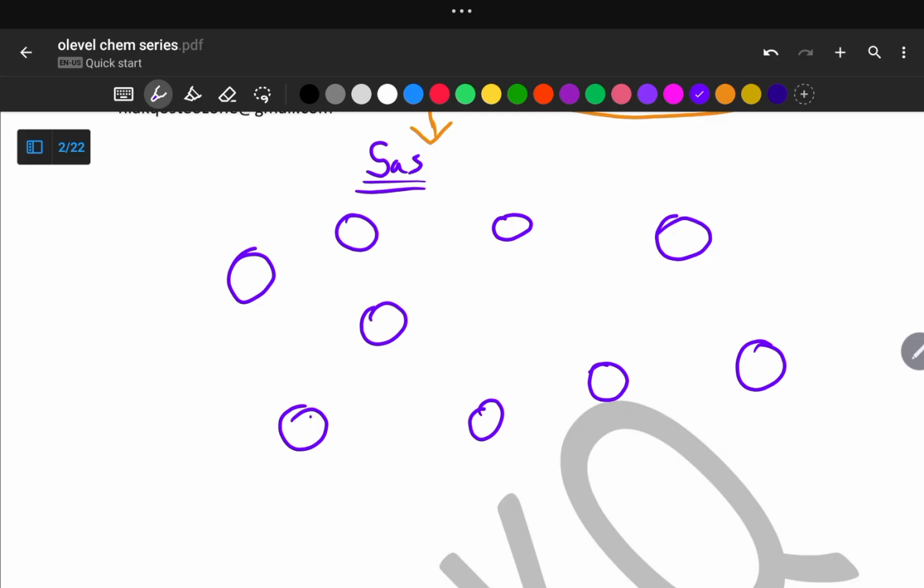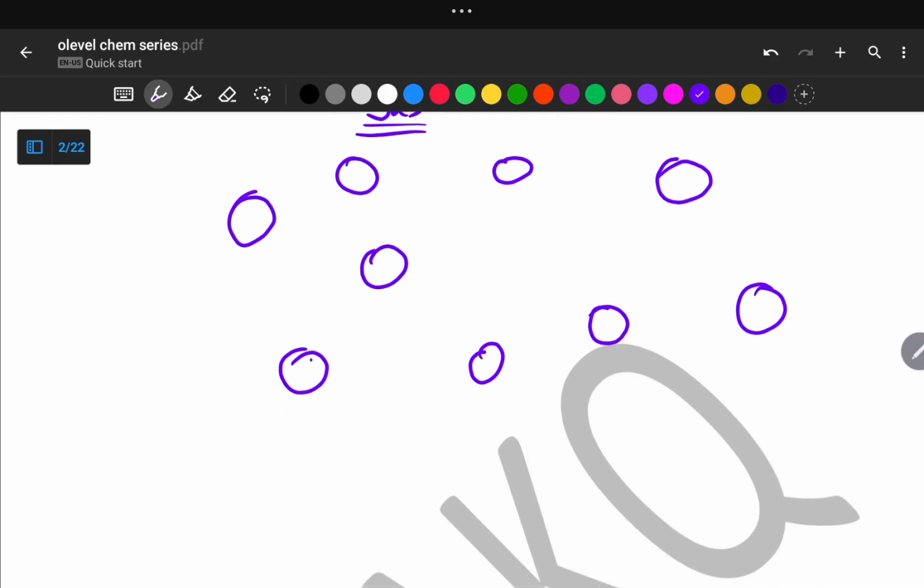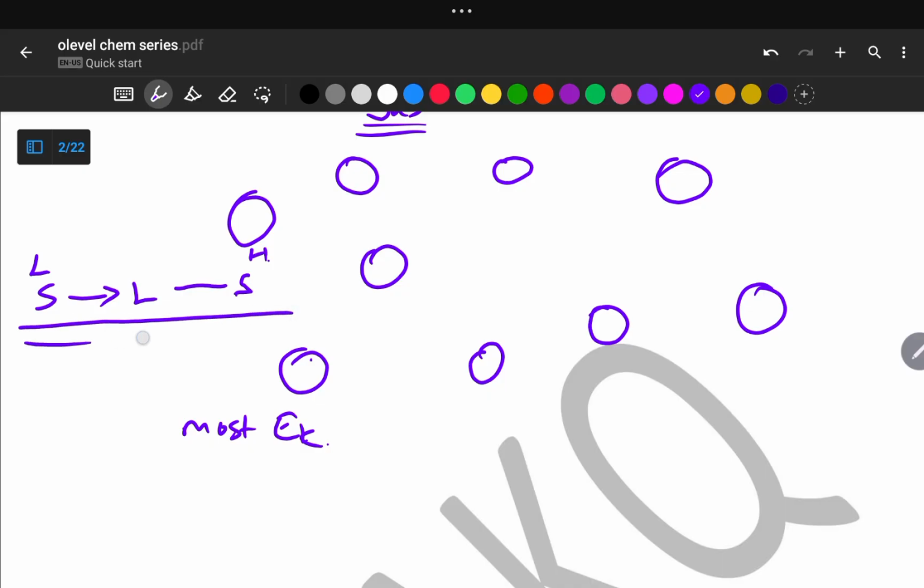So we want to give the properties of the gaseous phase. The particles in the gaseous phase have the most kinetic energy, right? Kinetic energy increases from solids going on to liquids and then finally gases. So my gases have the highest kinetic energy, and the solids have the lowest kinetic energy, right? So you should take note on that one.